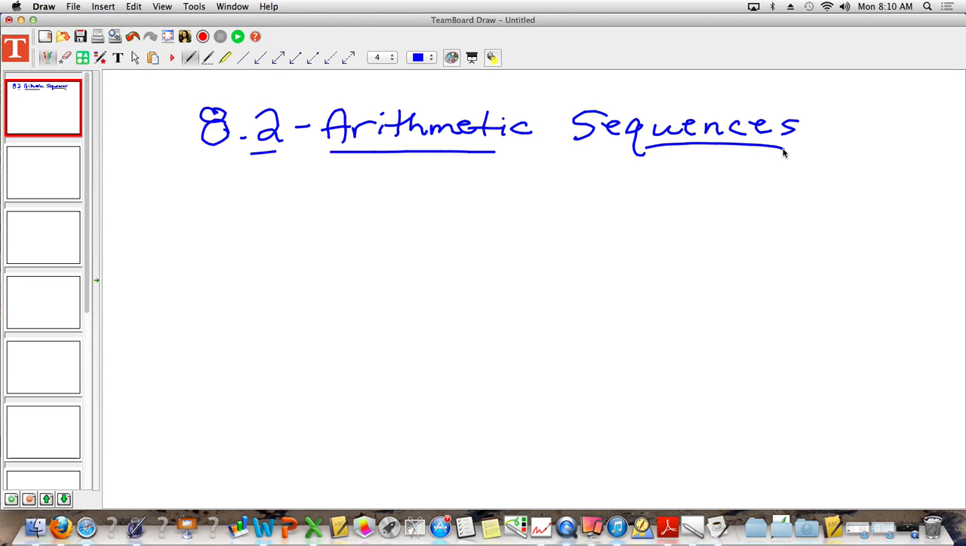So the first thing that I need to tell you is that a sequence is arithmetic if the difference between the terms is constant. Arithmetic sequence.